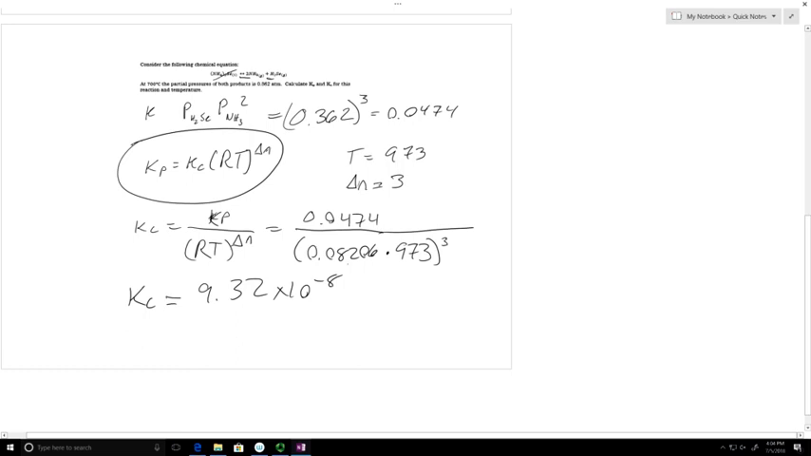That's heterogeneous equilibria. Just make sure that you don't include solids or liquids when you're doing your calculations.